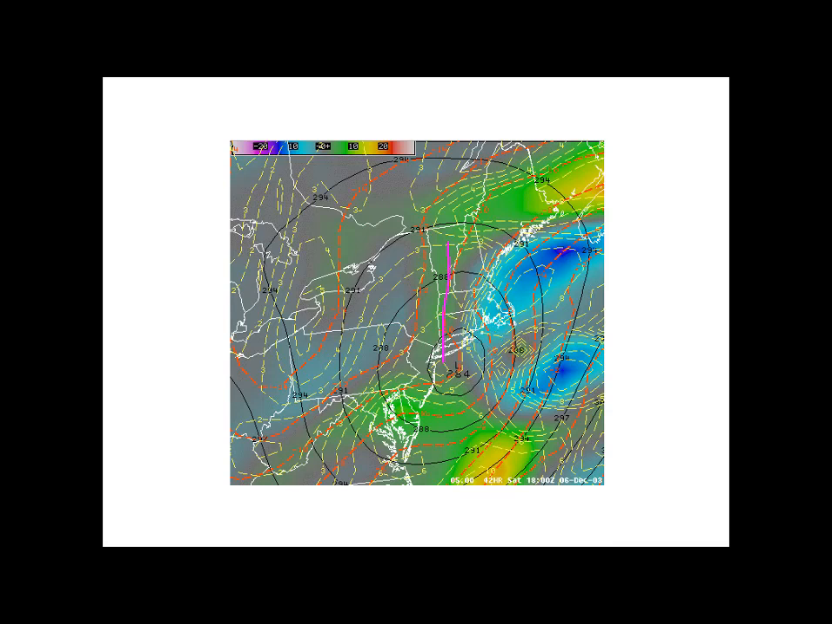And right here we have our frontogenesis maximum. We want to look on the warm side of that, co-located with the deformation zone maximum right in here. So approximately in Connecticut and central Massachusetts is forecast to be a potential for north-south oriented bands by this particular time.